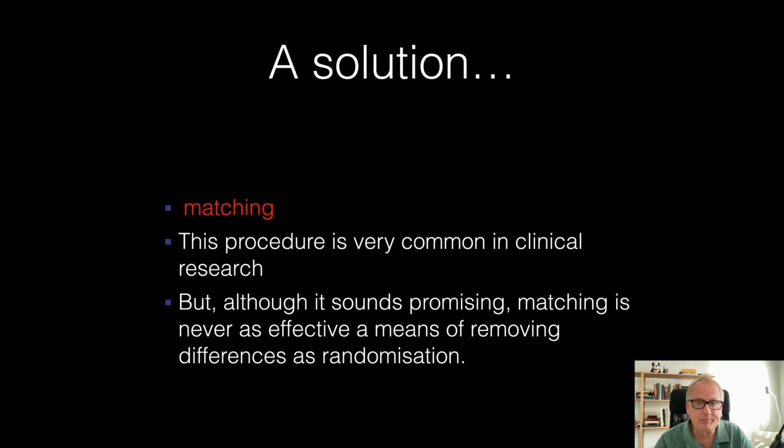One solution to this problem, if you can't directly manipulate the IV, is to try to do something that's called matching. And this is a very common procedure in clinical research because, for example, you might want to take people who have depression versus people who are not depressed, or you want to have people that are in one kind of treatment versus people in another kind of treatment.